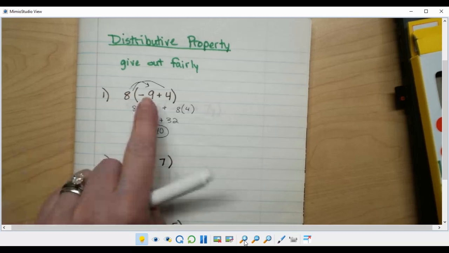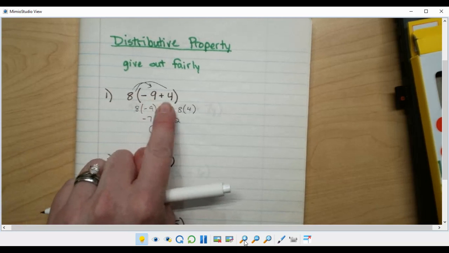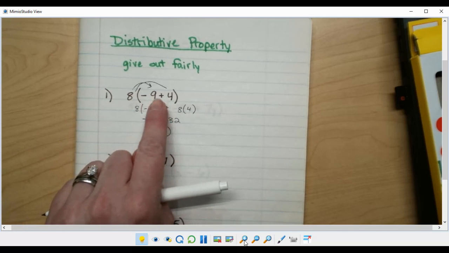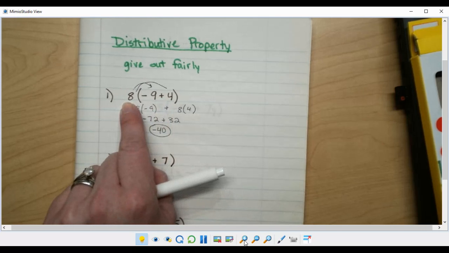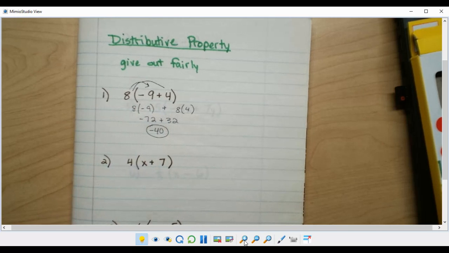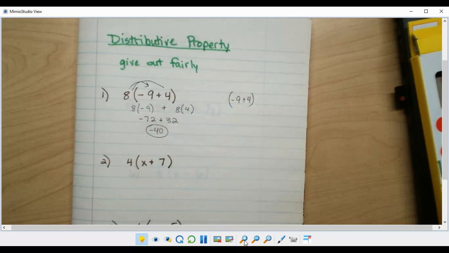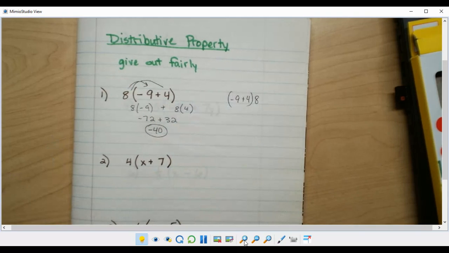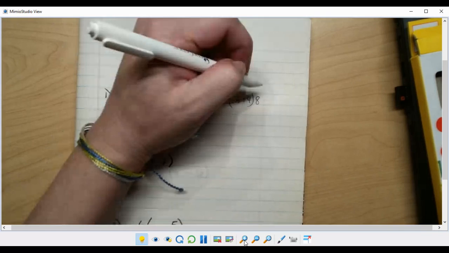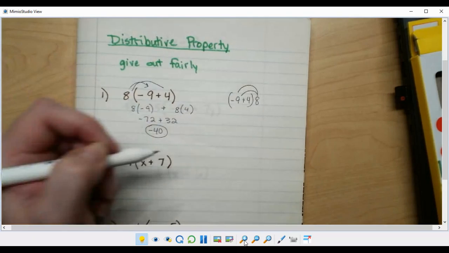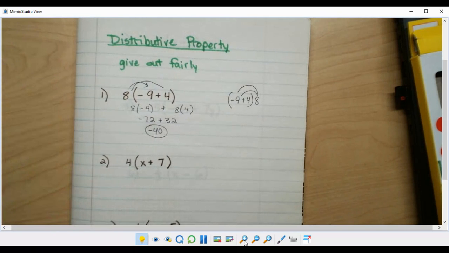Now, if you want to double check yourself, negative 9 plus 4 is negative 5, and negative 5 times 8 is negative 40. There are situations where you'll see that front number not in the front, but rather at the end. That's the same situation. You would still give this out. Sorry, I was supposed to go to 4. You would still give it out to each one of the numbers, and it shouldn't affect your answer.